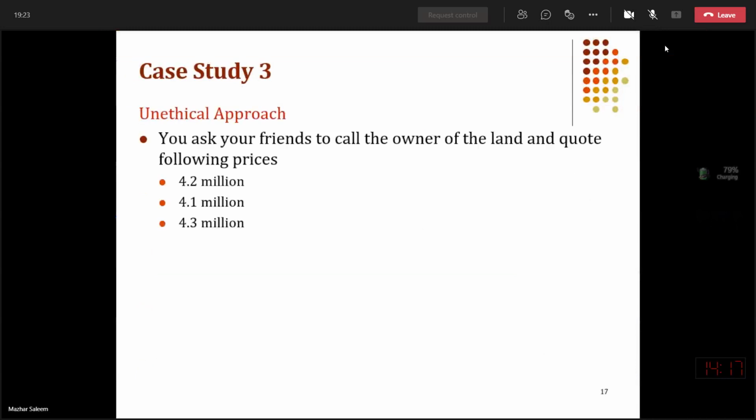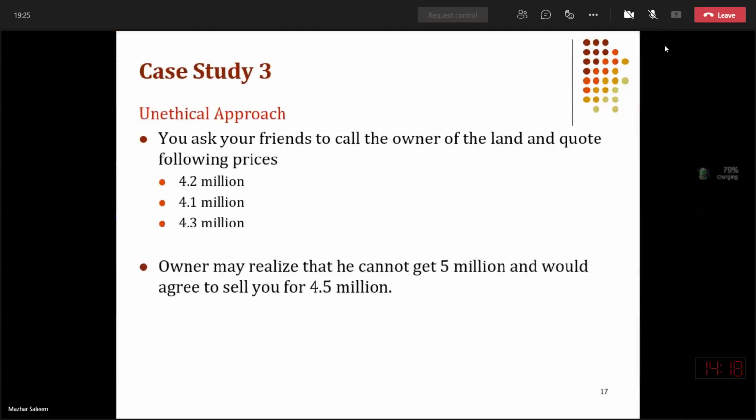So that's what we have on our slide, what I have just explained. And the wrong thing here is manipulation.